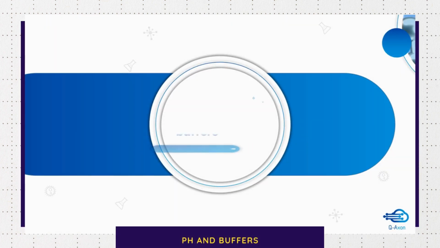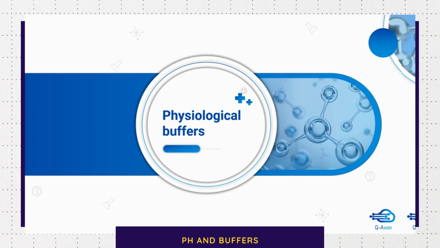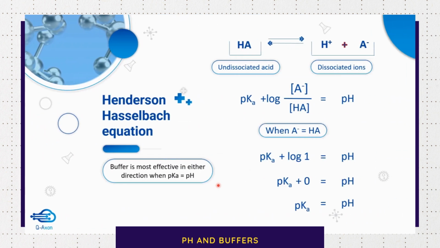So let's see what the physiological buffers are, how effective they are, and what their pKa is. To understand how effective physiological buffers are, we should know what will happen if pH is less or more than the pKa of the buffer.